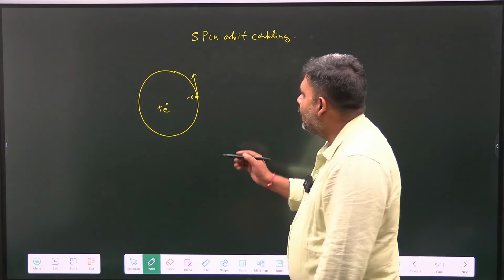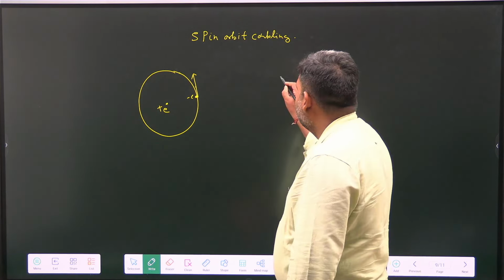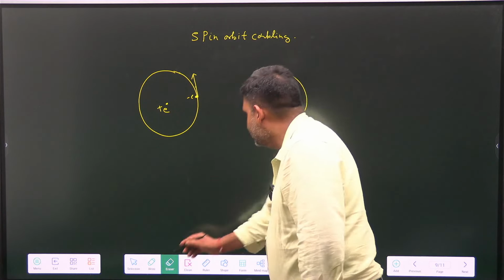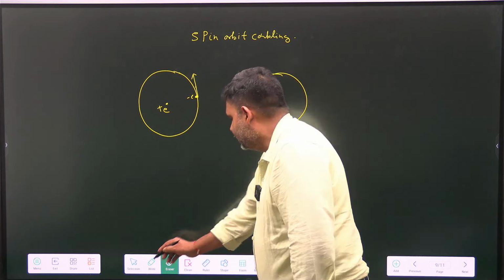Clear? So when you look here, this is minus e, and your proton will move in the opposite direction, isn't it? So this is your observer, and this will be your radius vector r. From there we can use electromagnetic theory and find what is going to happen. So let us go through the whole concept.